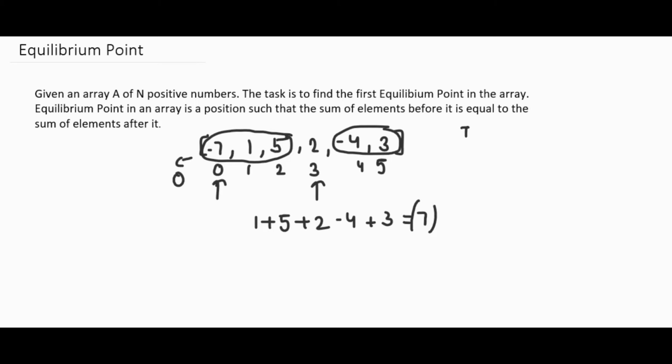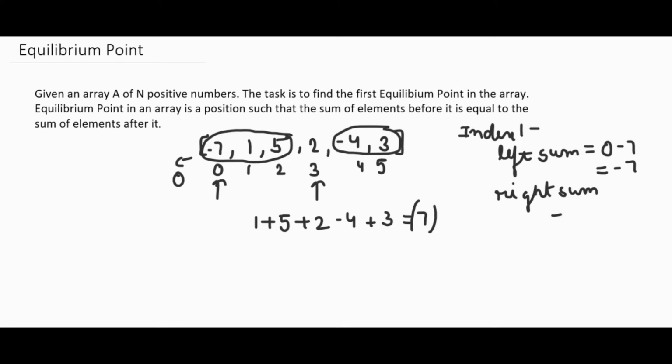Now for index 1, the left sum is 0 plus -7, which is equal to -7, and the right sum is equal to 5, 6, 7 minus 4. 7 minus 4 is 3, 3 plus 3 is 6. So left sum is -7 and right sum is 6. So this is not an equilibrium point.